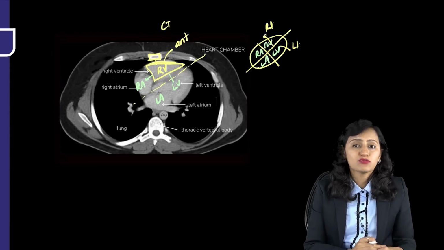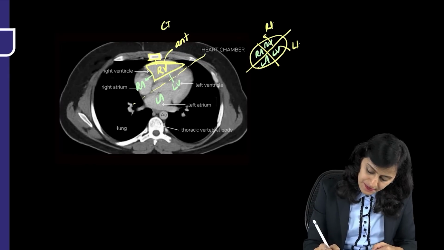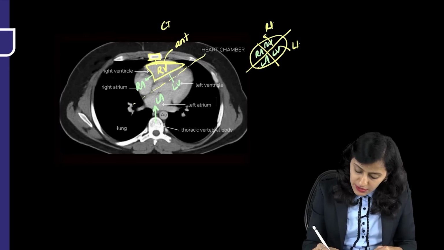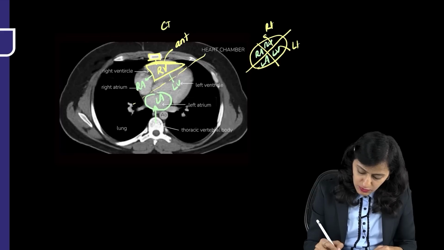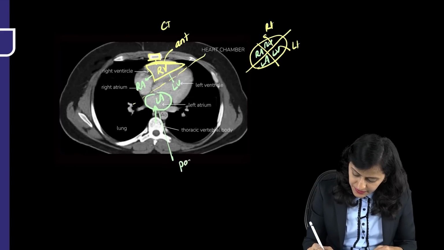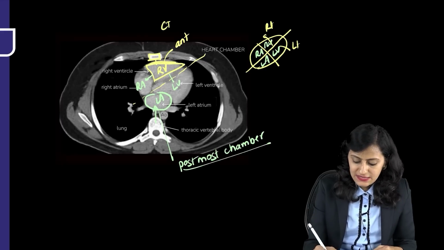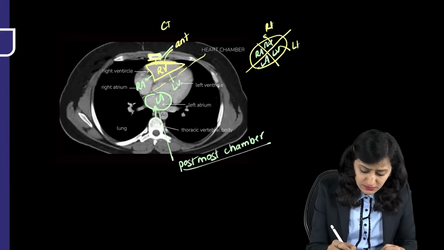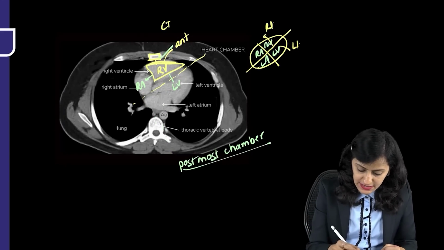Which is the posterior most chamber of the heart, like you can see here. Just in front of the vertebra, we have the left atrium, which is the posterior most chamber of the heart, right? The left atrium is the posterior most chamber of the heart, and the right ventricle is the anterior most chamber of the heart.